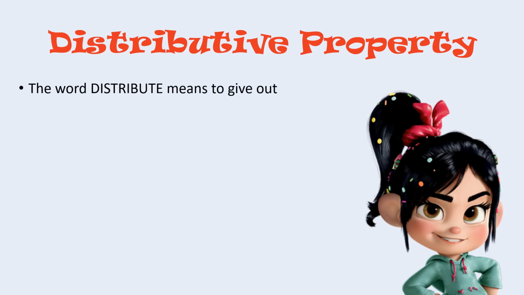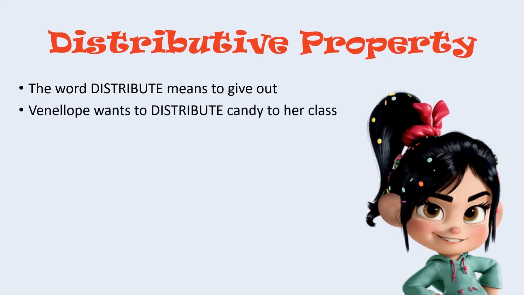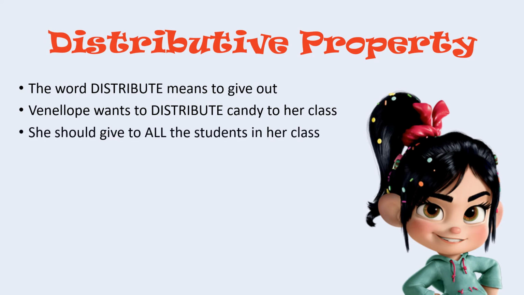The root word of distributive is distribute, and the word distribute means to give out. So Vanellope is going to help us out with an example. She wants to distribute candy to her class. Whenever you give something to your class, you should always make sure to give it to all the students as long as the teacher says it's okay, but it's only fair.